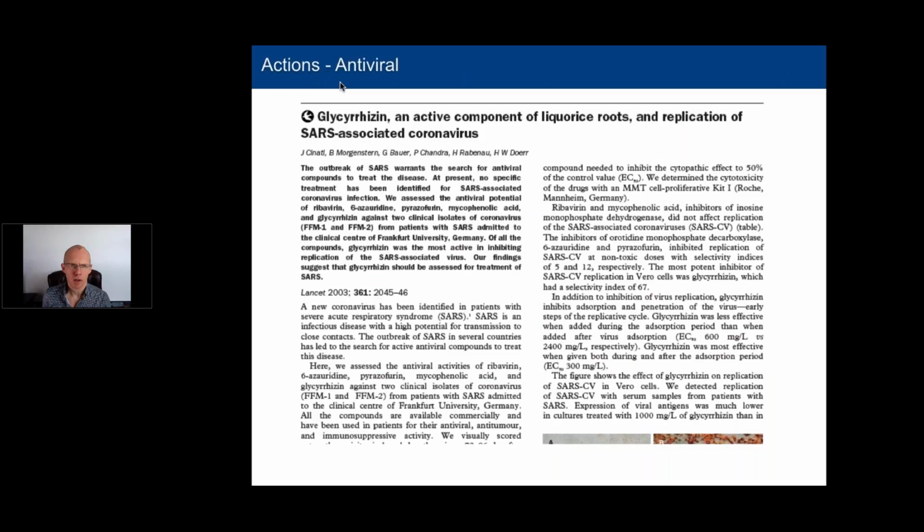Here's the one little study done a while ago on glycyrrhizin and its effect on the SARS virus, and it seemed to work better than a lot of traditional drugs that were used as antivirals.